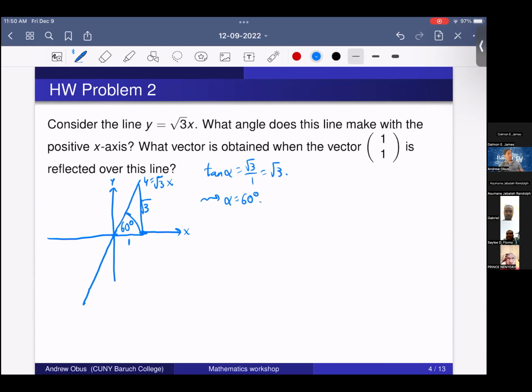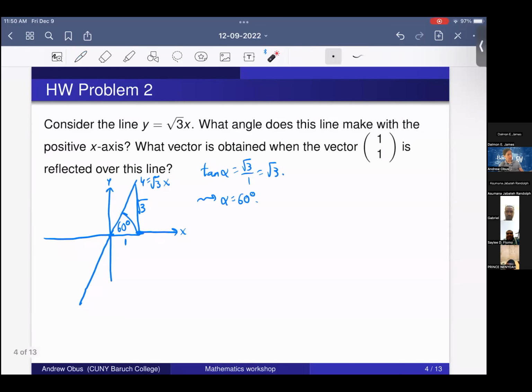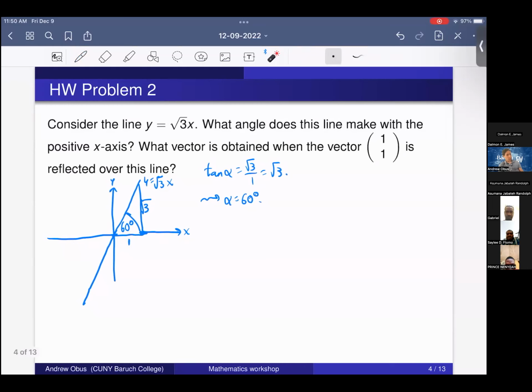Okay, so the line y equals square root of 3x makes an angle of 60 degrees, because the y coordinate is square root of 3 times the x coordinate. So the ratio of the two sides of this triangle will be square root of 3 to 1. And that corresponds to an angle of 60 degrees over here.